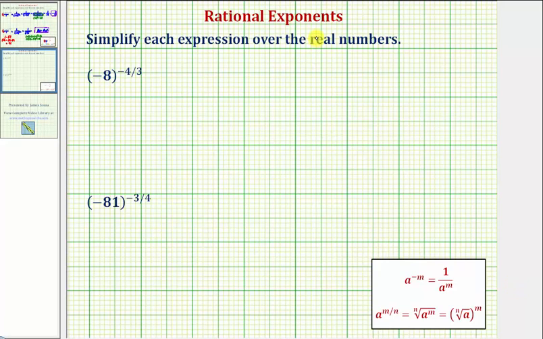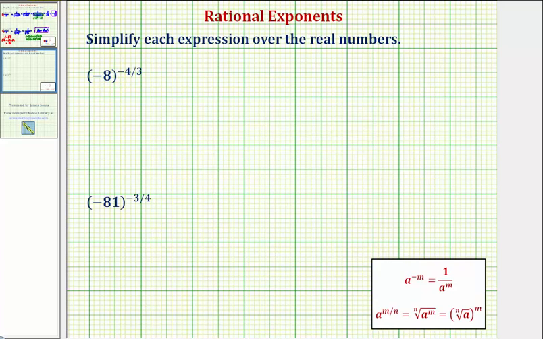Welcome to two more examples on how to simplify an expression with a negative rational exponent. We're asked to simplify each expression over the real numbers. So first we're given negative 8 raised to the power of negative 4/3. So for our first step, we'll write this using a positive exponent.